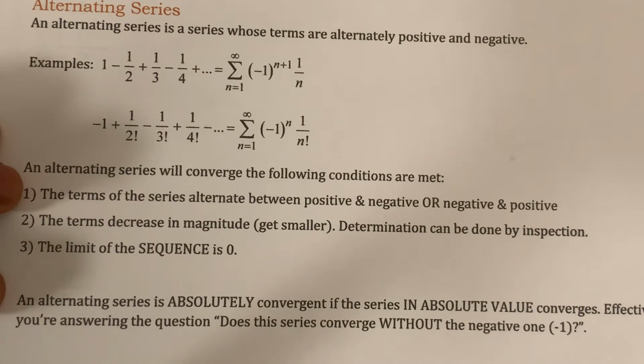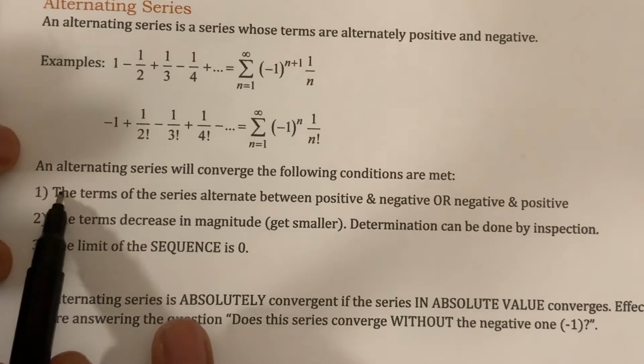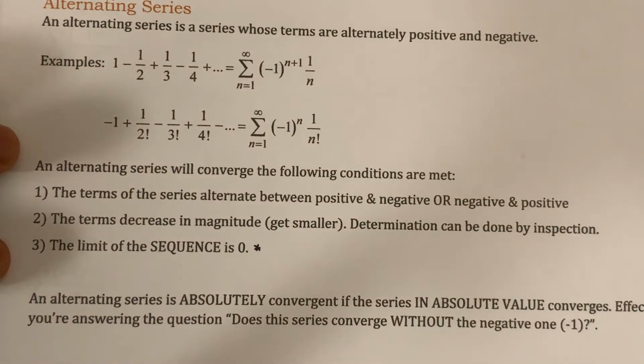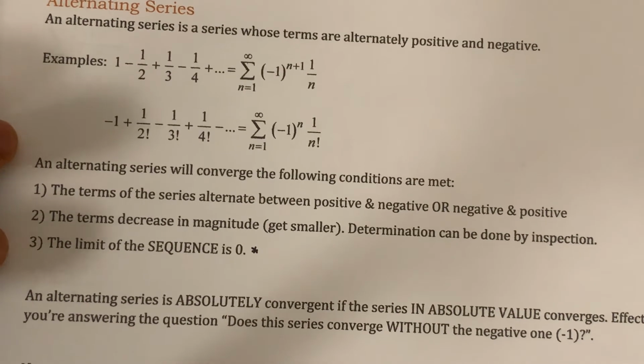So the tests for this are pretty straightforward. You just have to answer these 3 questions. Primarily, you really just need to check the third one. If the limit of the sequence is 0, then you're looking at at least a conditionally convergent alternating series. And then when you check for absolute value, you possibly have an absolutely convergent one.